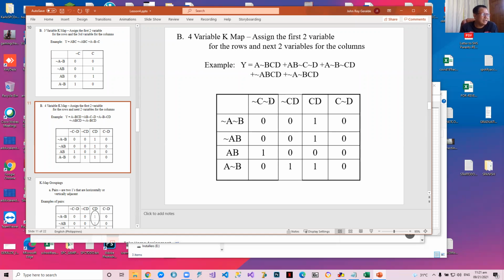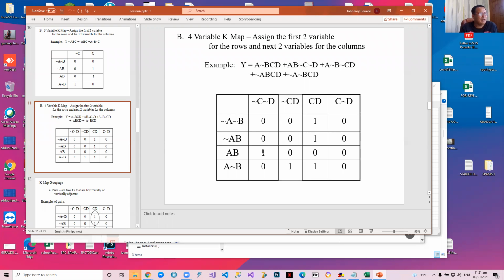And then we have not C, not D, then not C, D, one bit different, only in D. And we have CD, one bit different, only in C. And C, not D, one bit different, only in D. And then we write the entries into our grid. A, not B, CD. It's this, so we mark this as 1. Do you follow? And then AB, not C, not D. So this one we mark as 1.